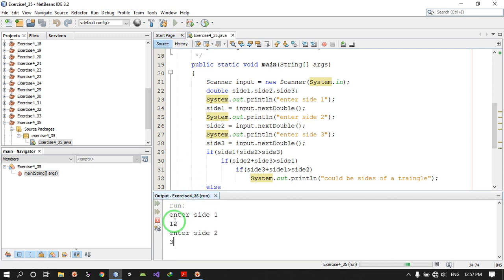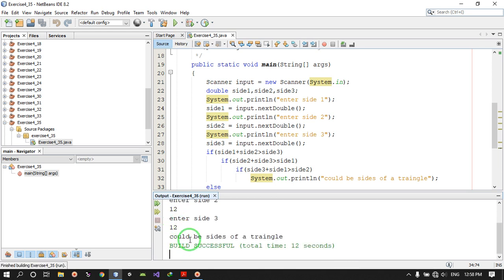12, 12 and 12. Could be sides of a triangle, so the question is solved.